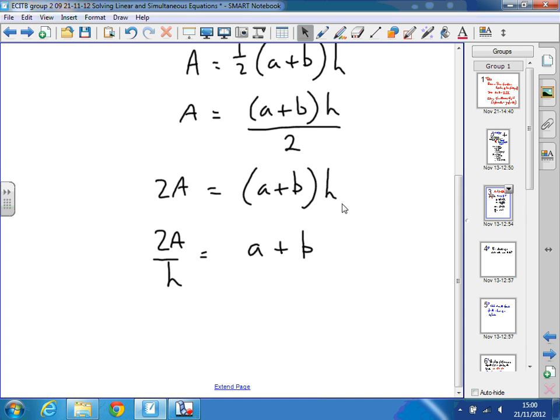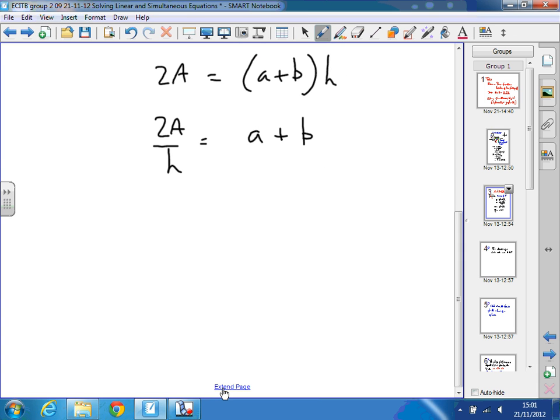Now we're virtually there because I want to get B, so I could just as easily be asked to find A, and it's the same step at the final point. Subtract A from both sides to get rid of that A. So B equals 2A over H minus A, and that will be the formula.